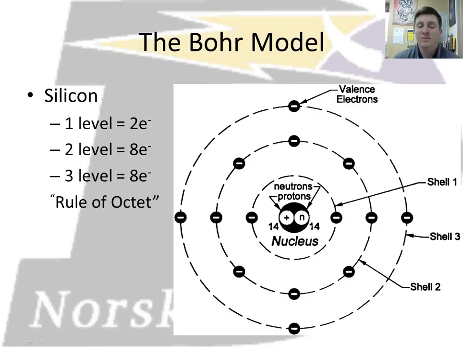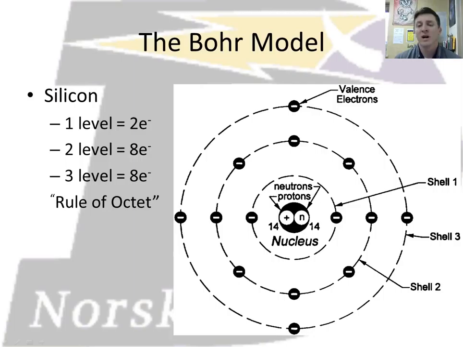So once the first energy level is full with 2 electrons, another energy level is made if there are more electrons. So for example, let's say we had 4 electrons, 2 would go in the first level and 2 would go in the second.